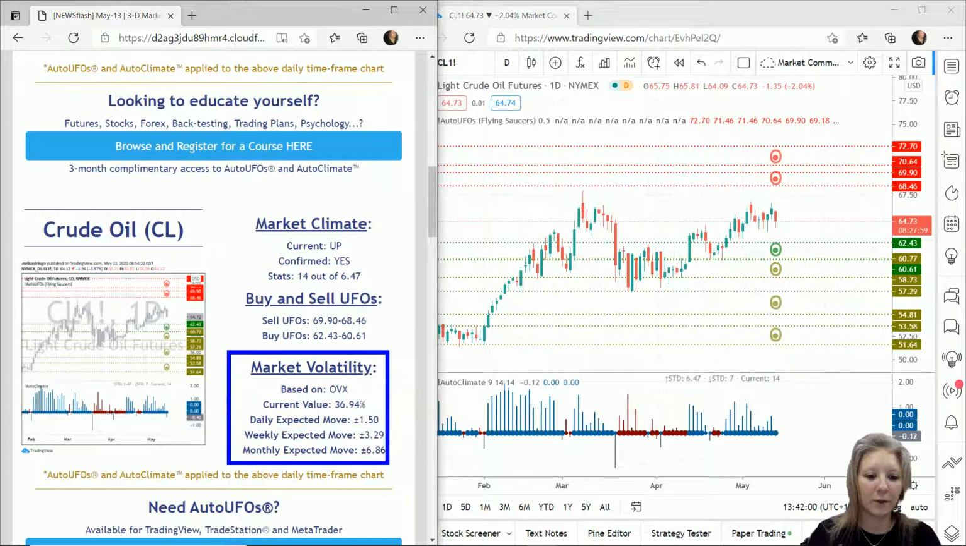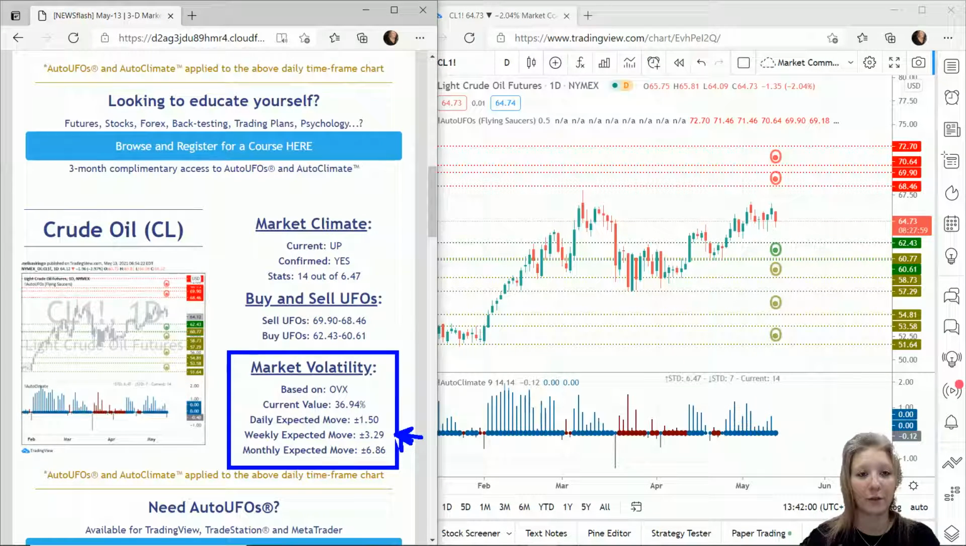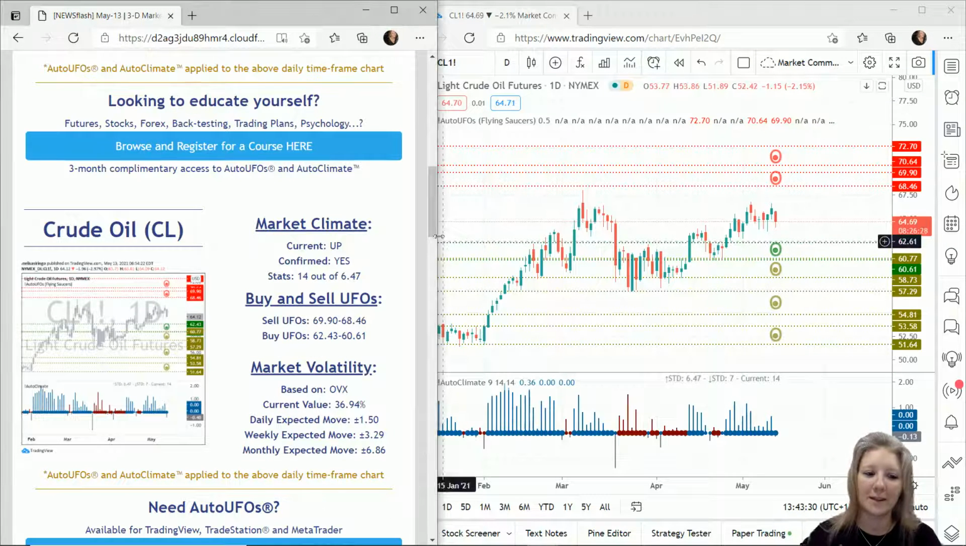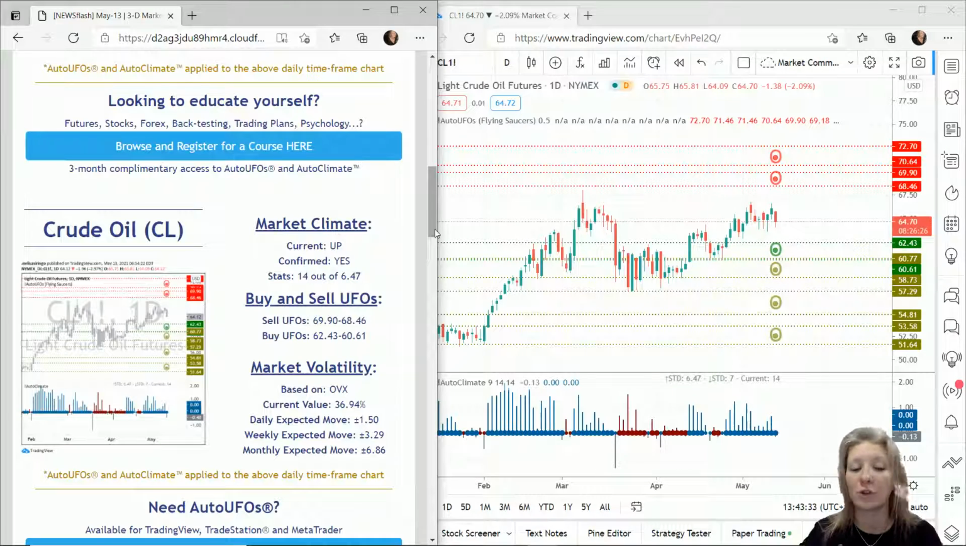When it comes to market volatility, we'd expect movement up or down in one day of 1.50 points. In 1 week, up or down of 3 points. And in 1 month, up or down of 6.86 points. And again, overall probability there to the upside, although not very strong.